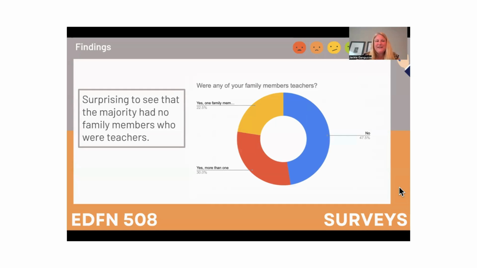And then this one, I think, was probably the big aha or the big surprise for us. When you look at this chart, you're seeing that 48% of respondents are saying that their family members were not teachers. And I think when we all went into this, we thought, oh yeah, probably teaching is a family thing. So we were very surprised to see that almost half did not have a teacher in their family.